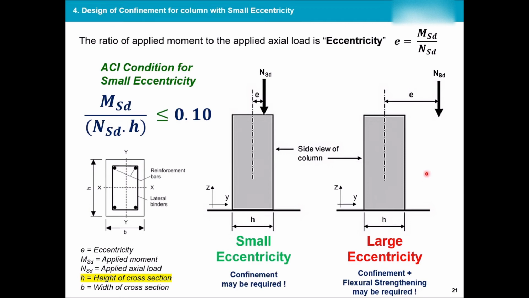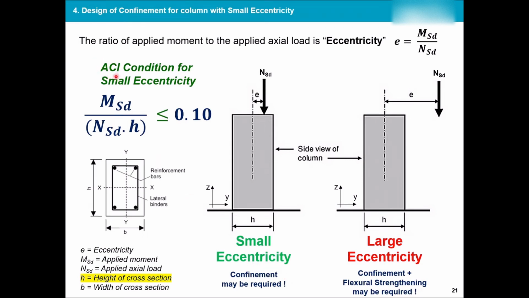So we don't have only the axial or the confinement issue, now we have the flexural issue as well. So we should do confinement plus flexural strengthening. While in a small eccentricity, we just have the confinement issue that we had.